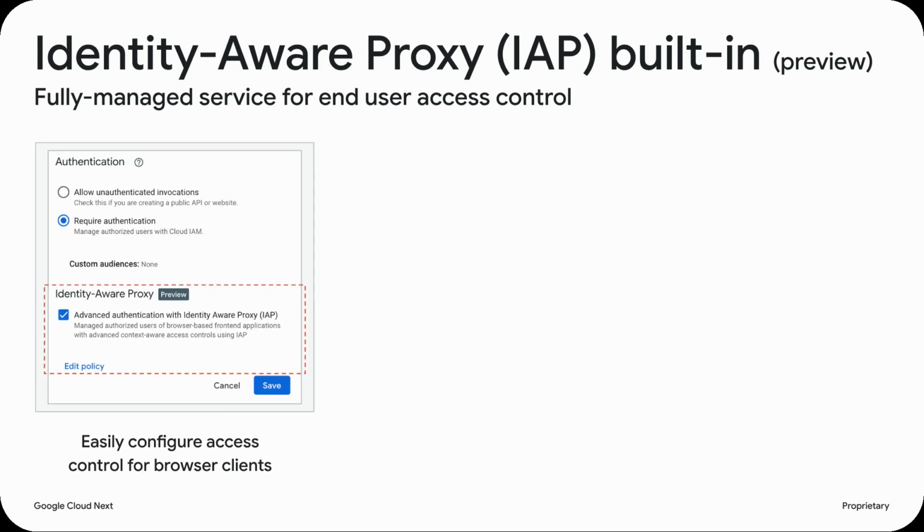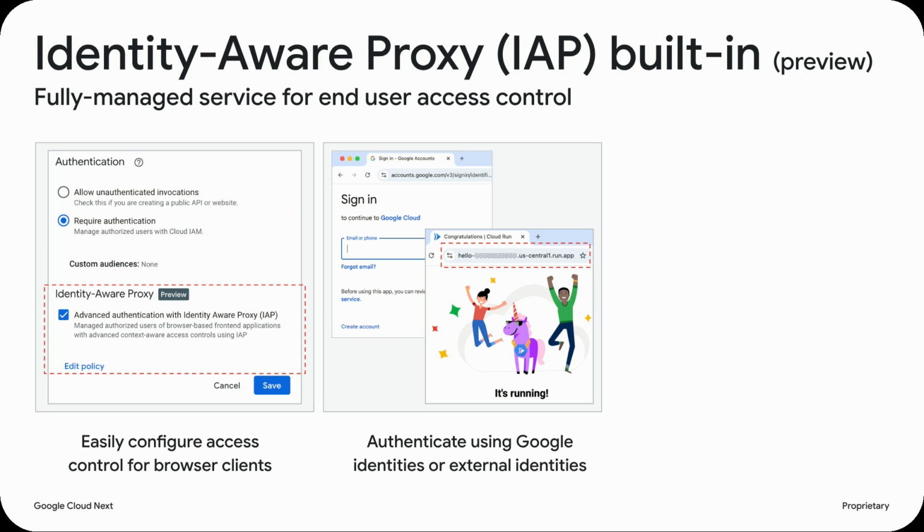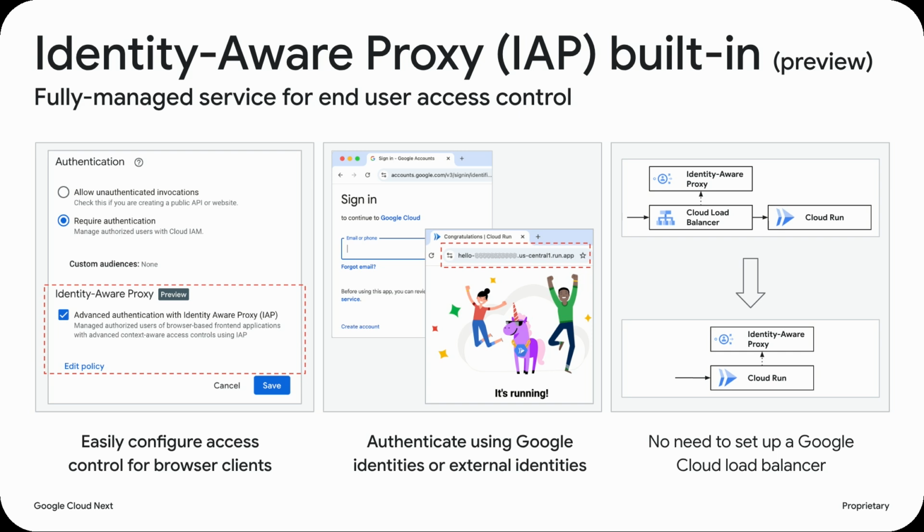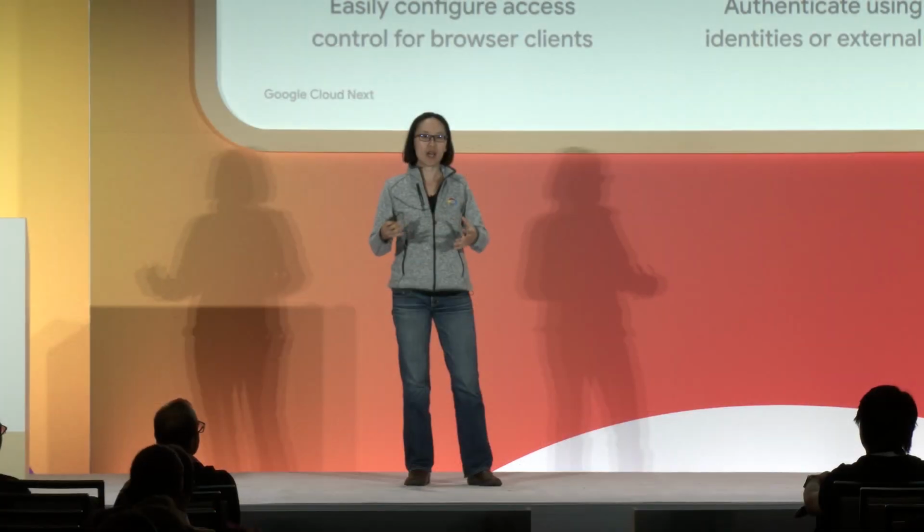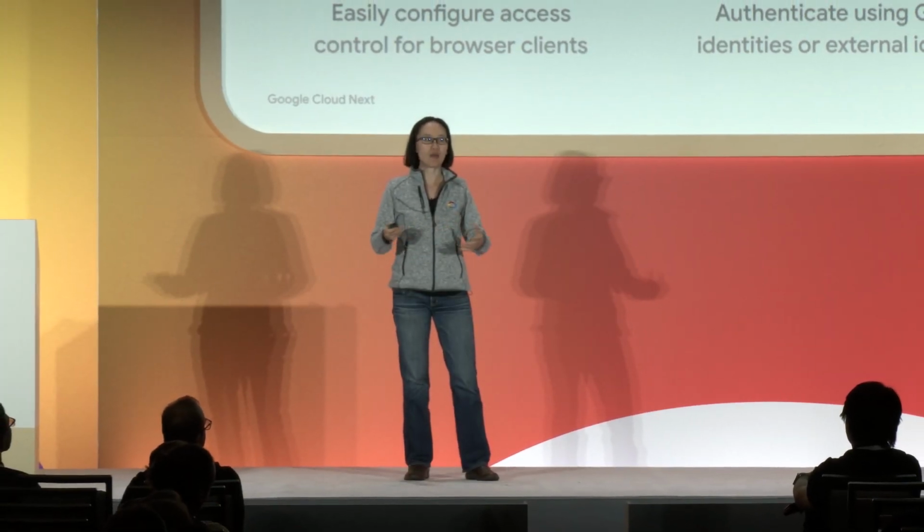With just a few clicks in the Cloud Run UI, you can now enable and configure IAP for your Cloud Run service. And when your end users come to your web app, they will now be presented with a login screen. And they can log in with their Google identity or an external identity. And under the hood, because this is a direct integration, your IAP setup is now dramatically simplified. You no longer need to manually create a separate Google Cloud load balancer. And because it's a direct integration, all ingress paths are protected, including the built-in run.app URL.